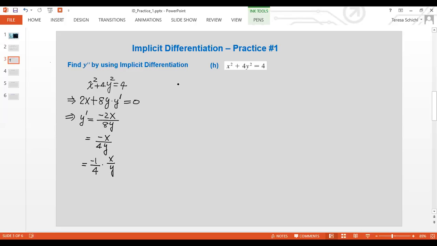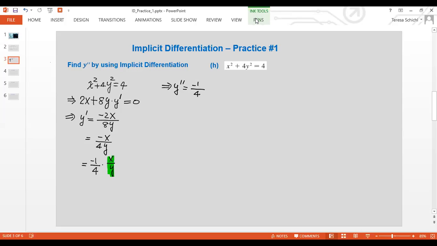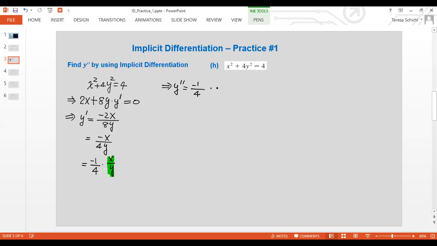Now I can take the second derivative. I'm going to find the y double prime here. Because negative 1/4 is a constant, let's put it on the outside. Then I'm going to take the derivative of x over y. What rule am I going to use? The quotient rule. So I square the bottom.